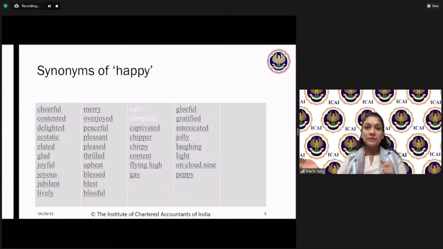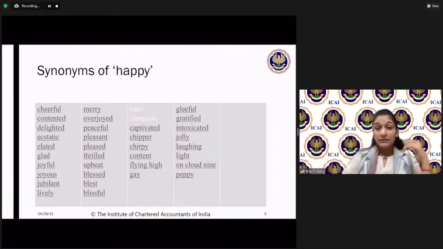Now look at this table. These are all synonyms of happy. So instead of saying I am happy, can you say I am ecstatic, I am elated, I am glad, I feel peaceful, I feel pleasant? Can you use such words? I am content, right?